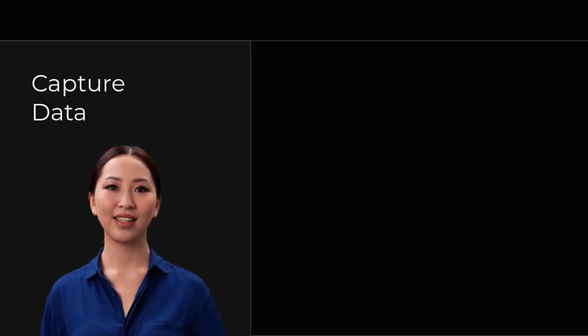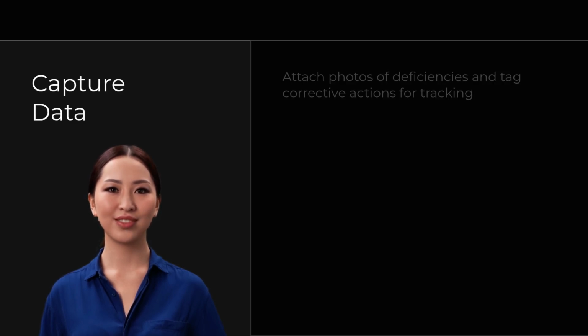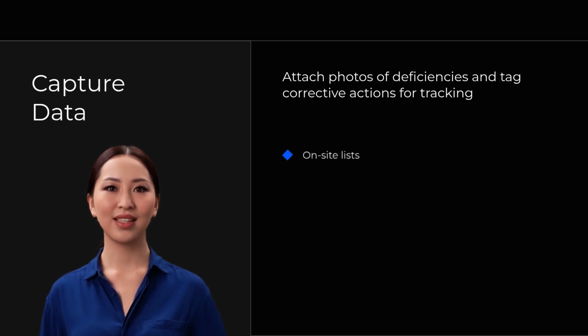Capture real-time data with on-site checklists and condition ratings. Attach photos of deficiencies and tag corrective actions for tracking. Convert issues into tasks with deadlines and priorities. Generate comprehensive PCA reports instantly with photos and notes. Share reports securely with owners or investors for decision-making.